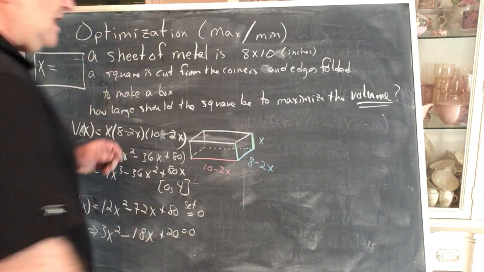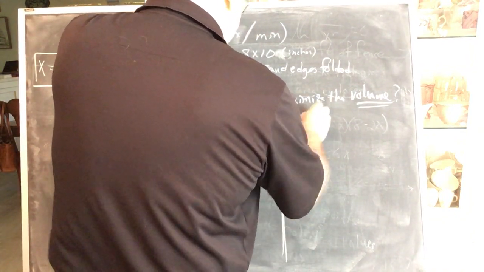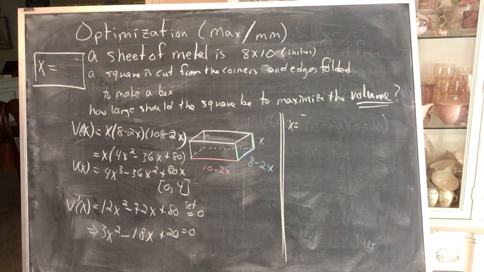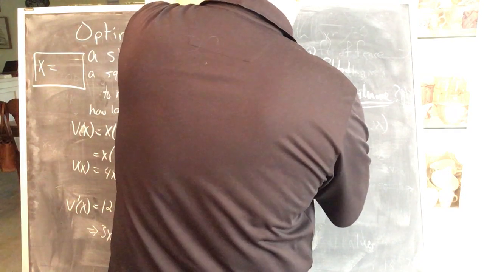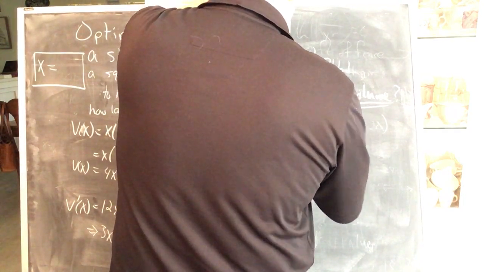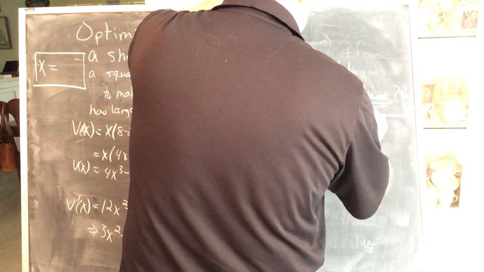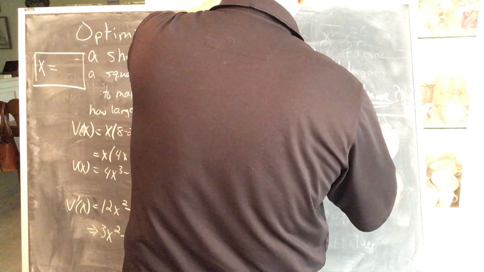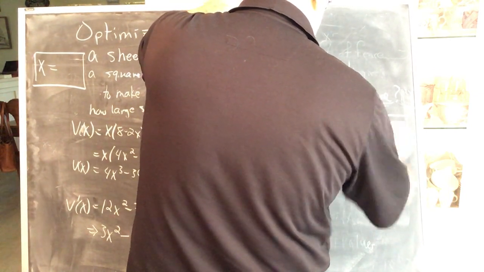So I'm going to go over here to the side. I'm going to run out of space here, but I'm going to use the quadratic formula: negative b plus or minus the square root of b squared minus 4ac, all over 2a. It's the same quadratic formula we all know and love. So it's negative negative 18 plus or minus the square root of negative 18 squared minus 4 times, I believe it's 3 times 20, all over 2a.